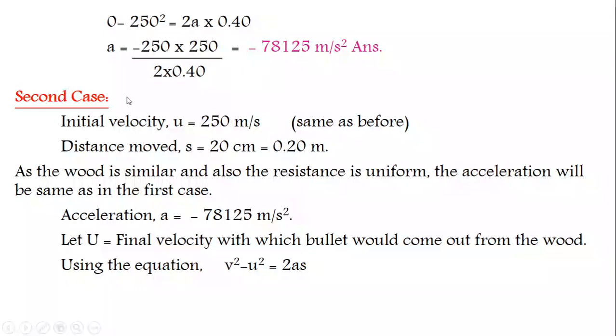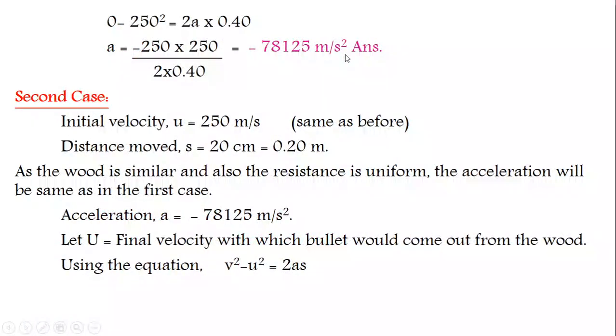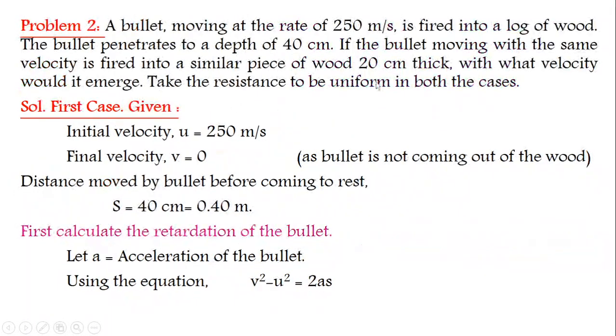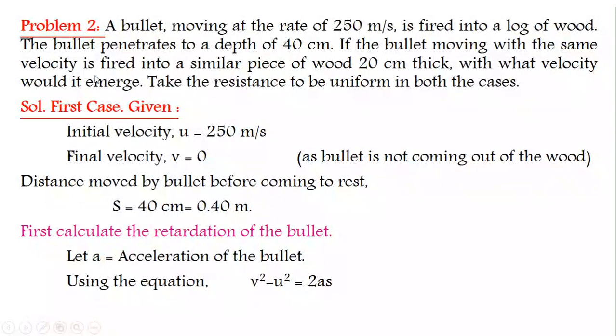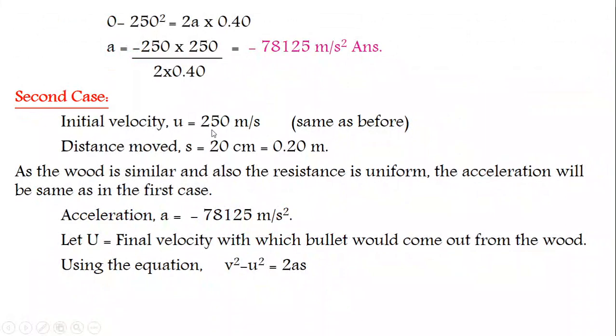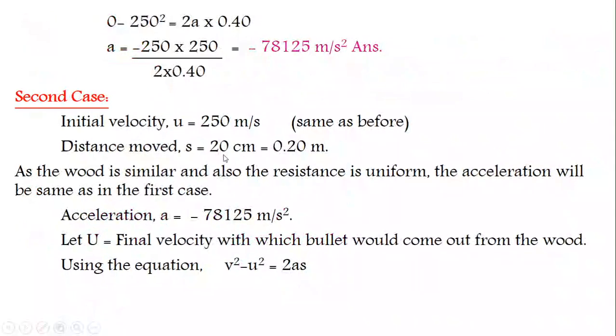This is the first case: the acceleration of the bullet is 78125 meter per second squared. Now we go to the second case. The bullet is moving with the same velocity, so the initial velocity of the bullet is 250 meter per second, same as before. The distance moved: the bullet moves in 20 centimeter thick wood, so the distance is 20 centimeter, which converted into meter is 0.2 meter.